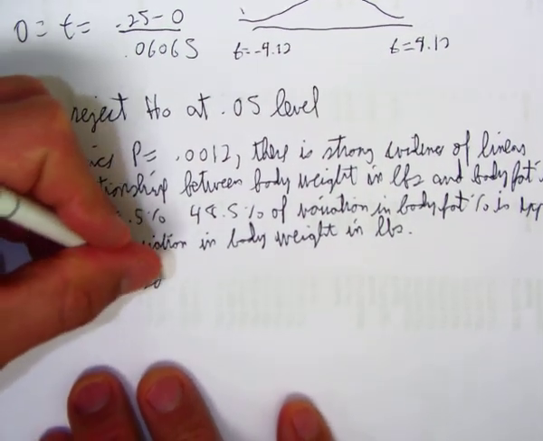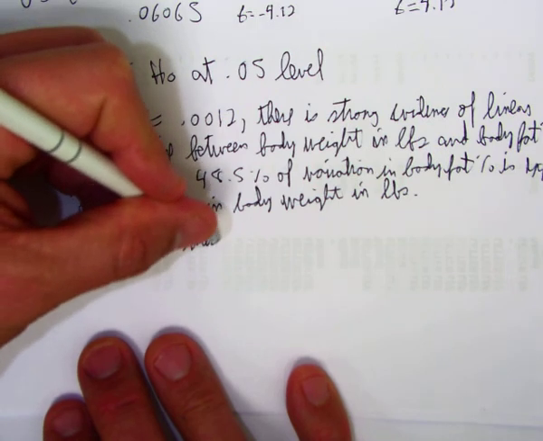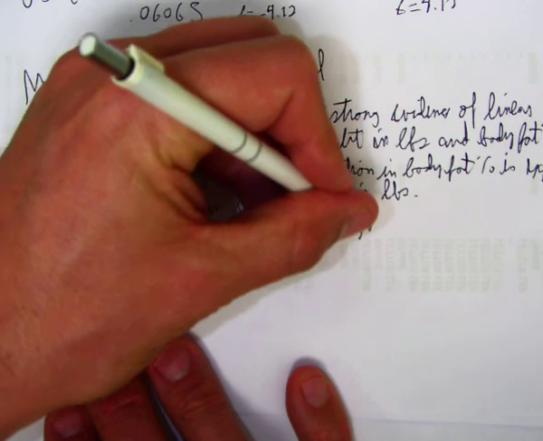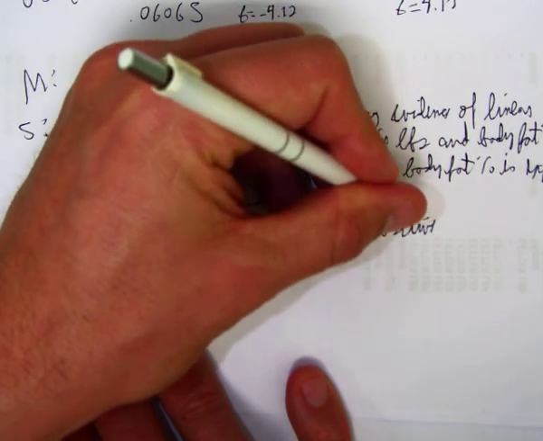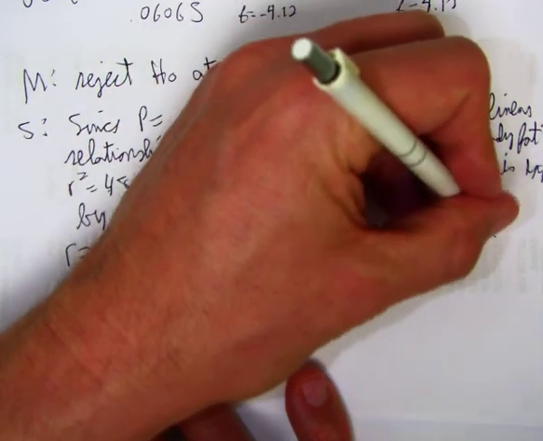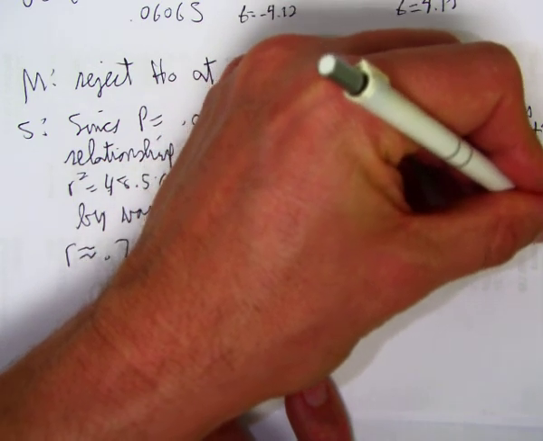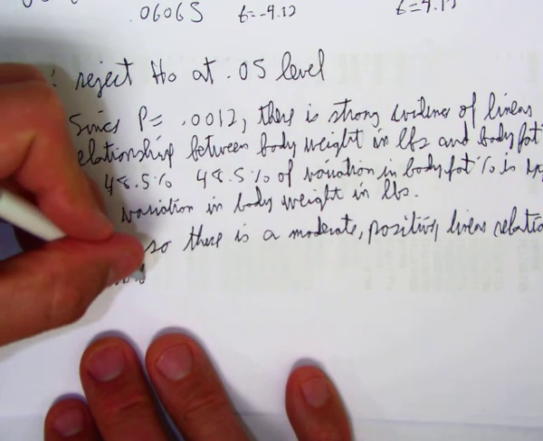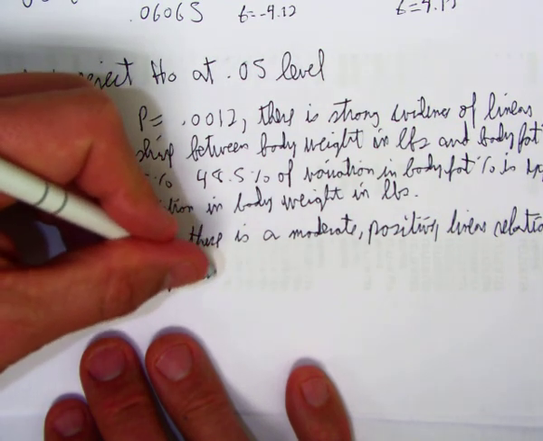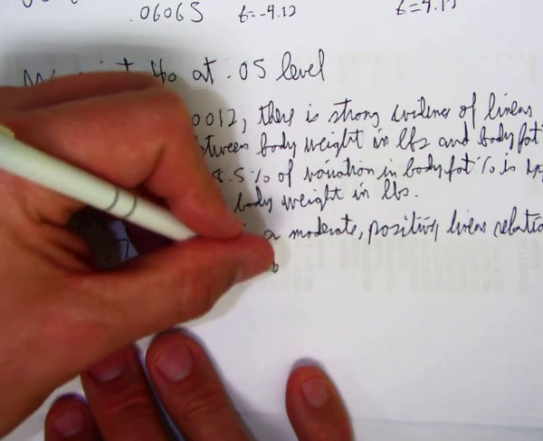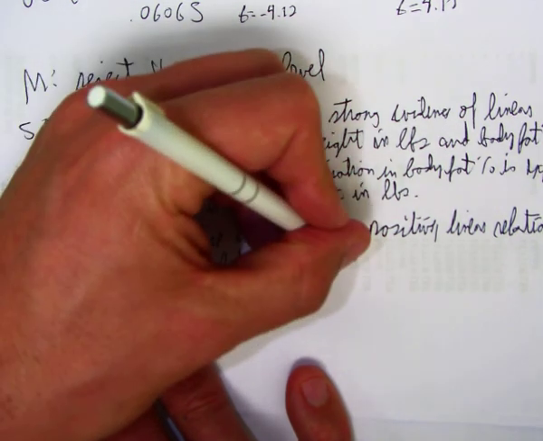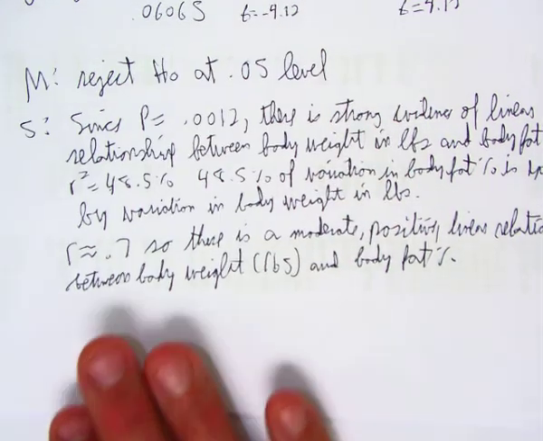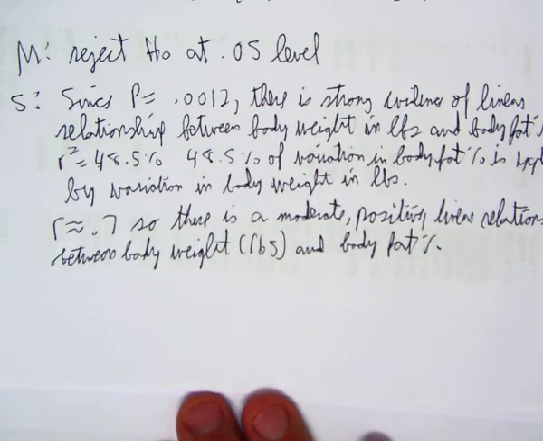Alright, so there is a moderate positive linear relationship between body weight, and I'm going to put in pounds, and body fat percentage. Okay? And then we're going to do a 95% confidence interval.